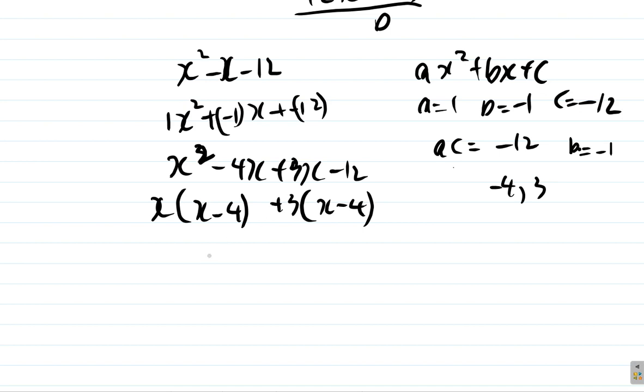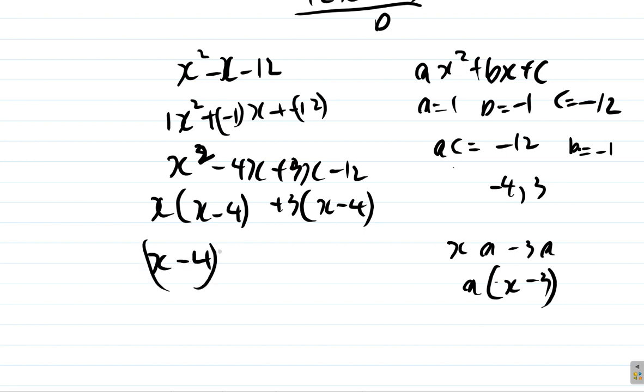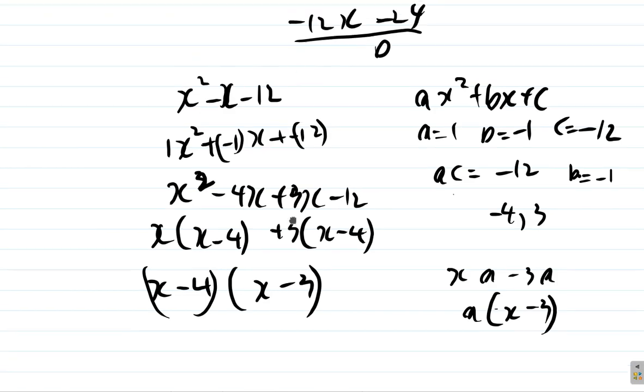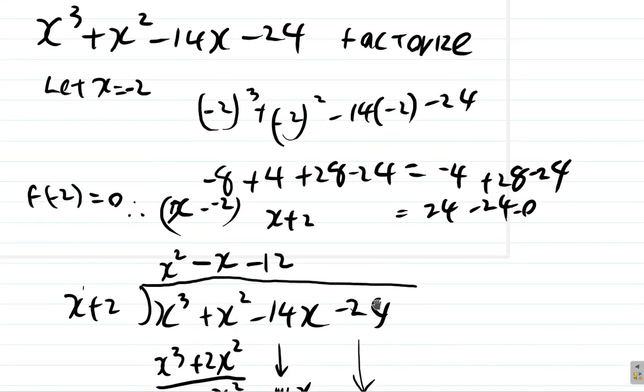So, here now, we have the common factor, x minus 4. So, remember, this would be as if you have x times a minus 3 times a, and you put a outside the bracket and x minus 3 inside. Same principle applies, but instead of a, it is x minus 4. So you put x minus 4 outside the bracket. Inside the bracket you have x minus 3. So those are the other two factors. So you completely factorize this.